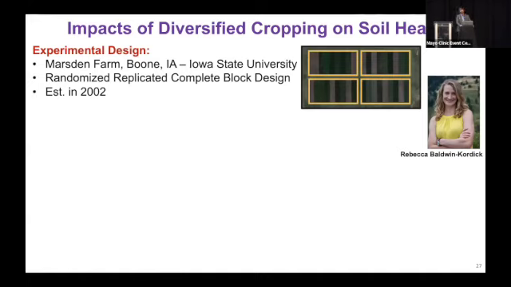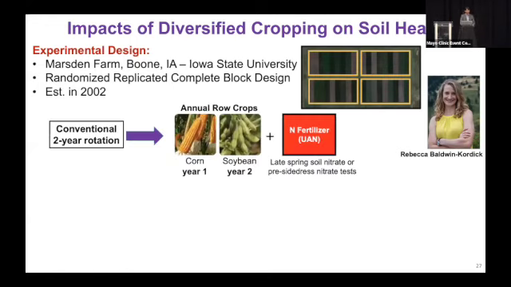And if you all know Dr. Matt Liebman, he has been leading that project for a long time. So what did we have? The first treatment was a conventional 2-year rotation, where the first year we had corn, and then the second year we had soybean. All these fields were supplemented with nitrogen fertilizer, and the source was urea ammonium nitrate. Based on the soil test, this nitrogenous fertilizer was added to these fields.